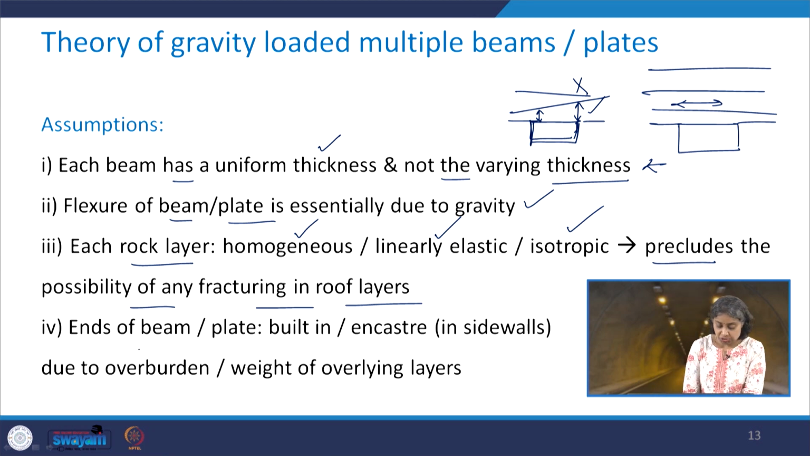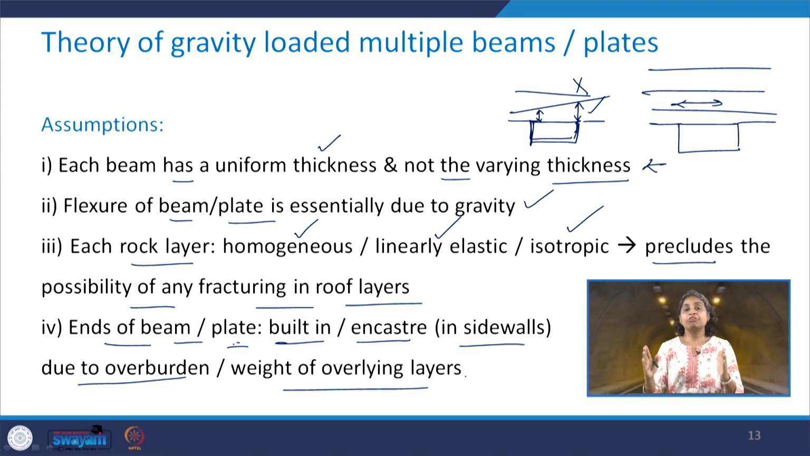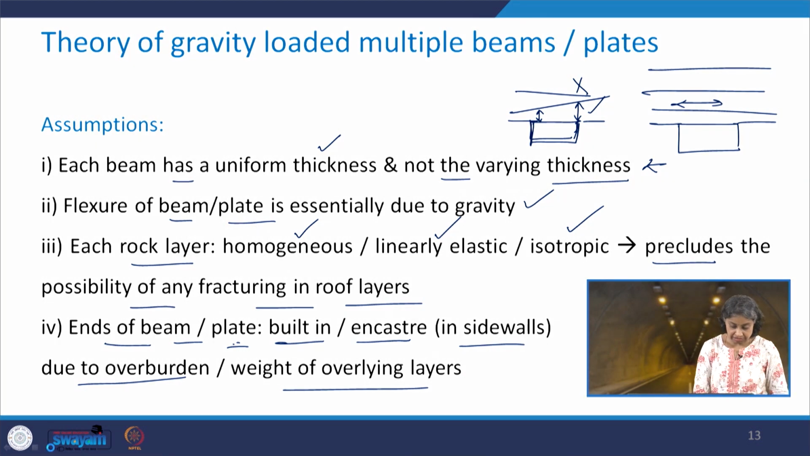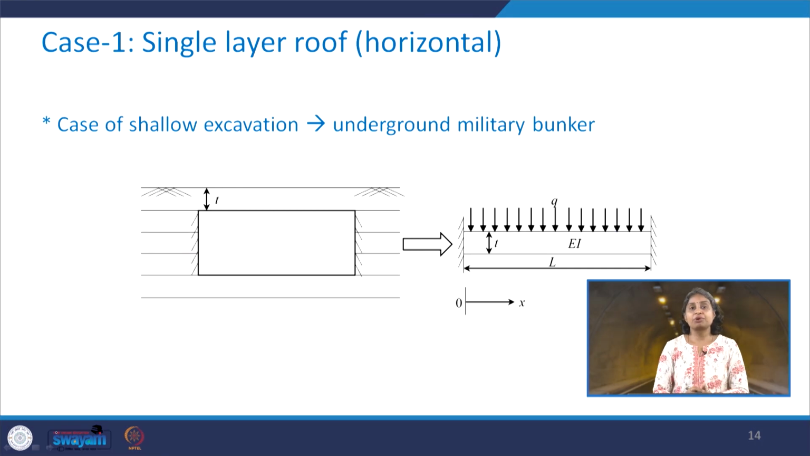Then the fourth assumption involves the ends of the beam or the plate, and it assumes that these ends are built in, or encastre, in the side walls because of the overburden or weight of the overlying layer. So, we are going to consider them as fixed end beams or fixed end plates while making the analysis. So, we take a few cases. To start with, we take the most simple case, that is when you have a single layer roof and it is horizontal. You see how the geometry looks like.